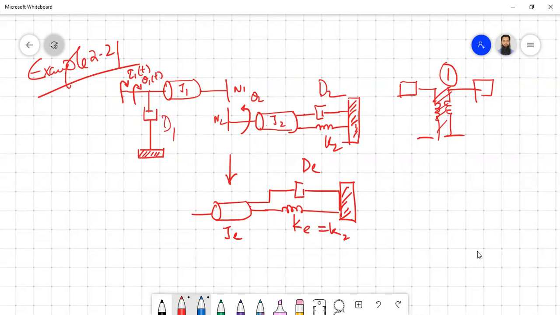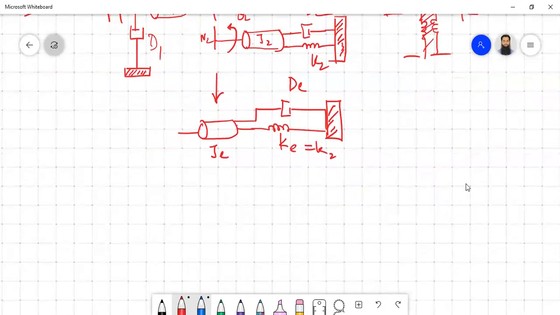So what will be your J equivalent? Say we are taking everything to the secondary side. Secondary side means the destination is N2. So J equivalent will be, J2 is already there, so J2 plus J1.